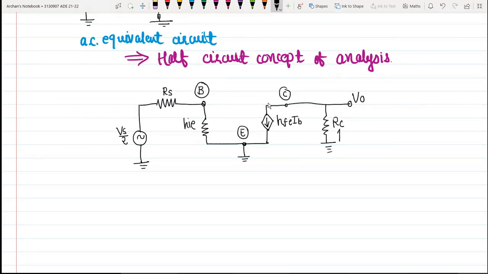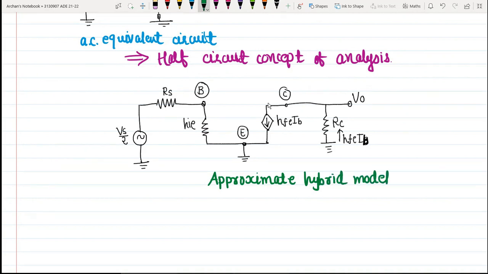Okay, so this is the amount of current which is flowing from collector to emitter. Okay, IB is small. So this is not the exact but the approximate hybrid model. These parameters HIE and HFE we already have seen in the analysis of transistors in the basic electronics subject.